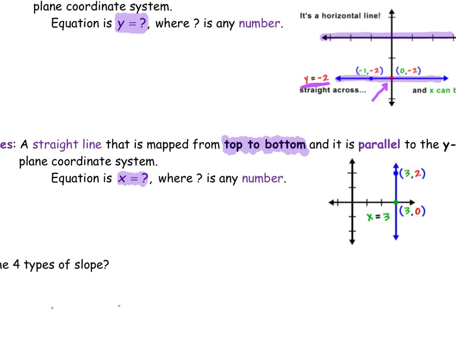So again, on my example here, here's my point that it crosses the x-axis at, and it is x equals the point that it crosses at. In this case is 3, which is already written there, but I just wrote it again.